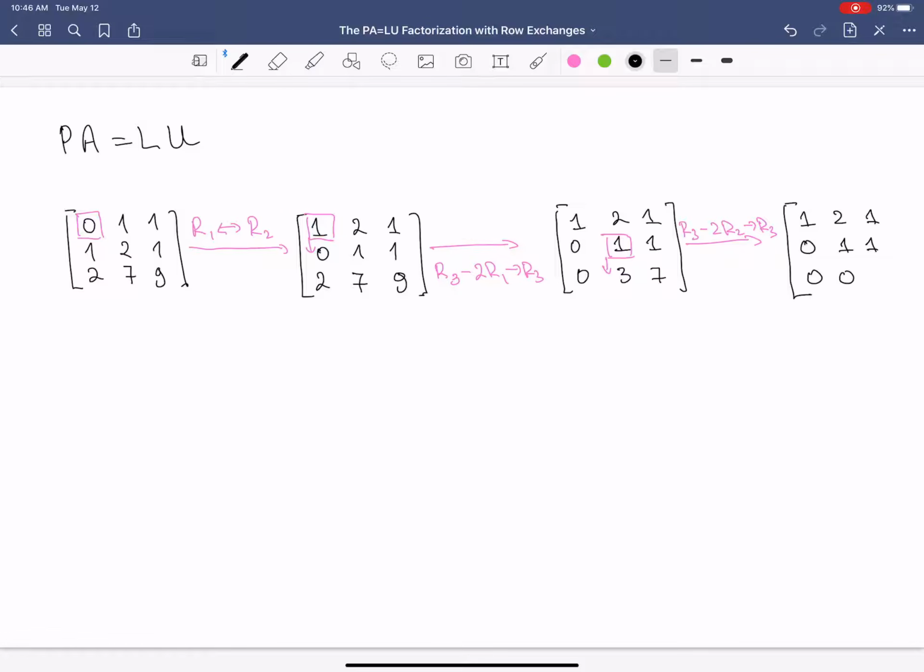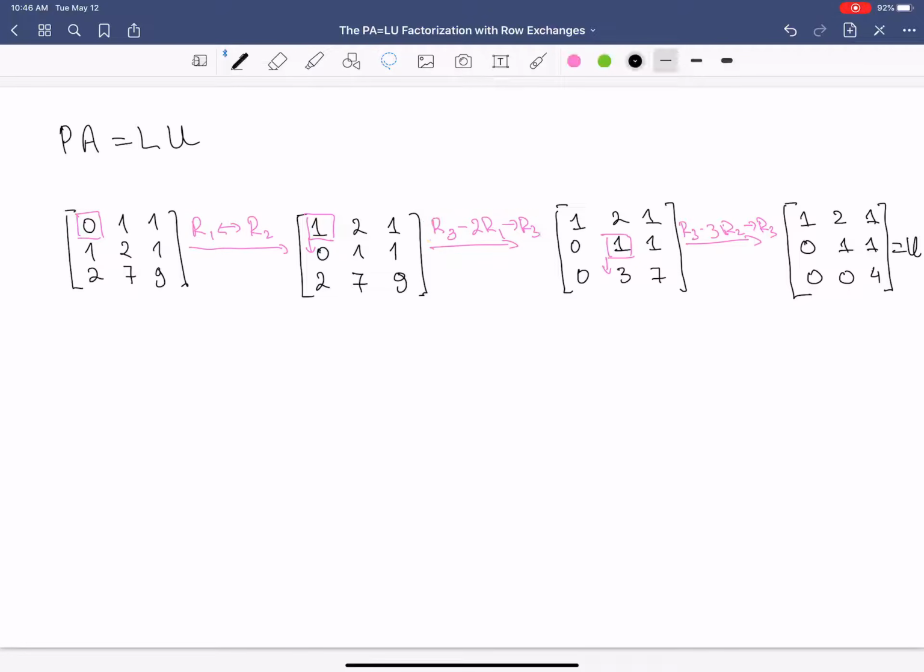Oh, sorry, I have a mistake here. This should be a 3 minus 3R2, and here I have 7 minus 3, which is a 4. This is the matrix U. I'm going to push this up.